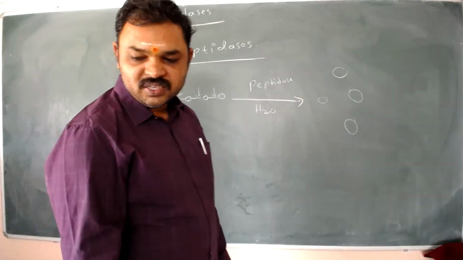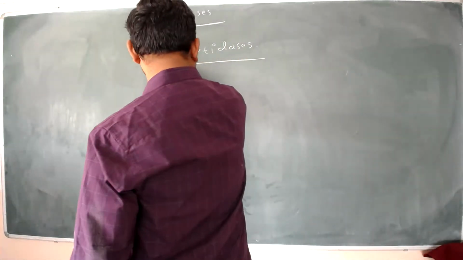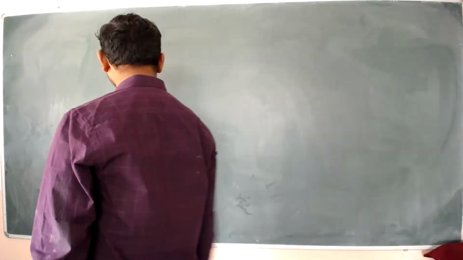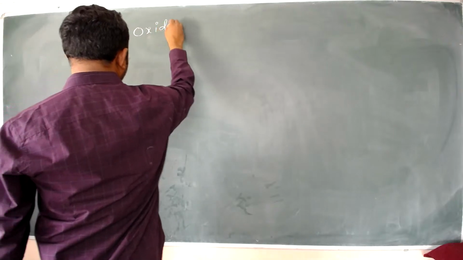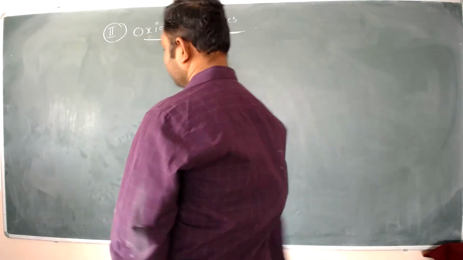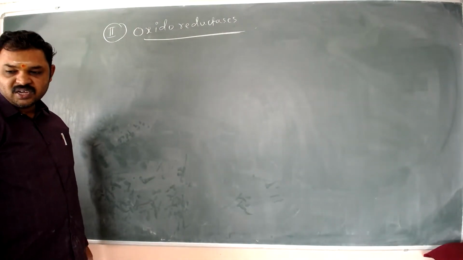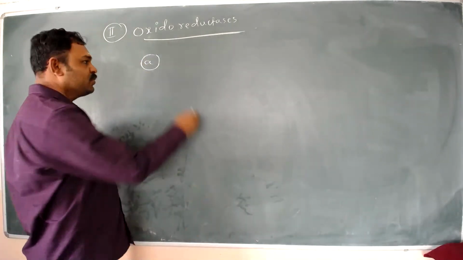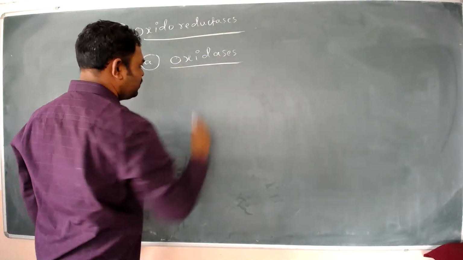Second category, what is the second class? Oxidoreductases. First class here, hydrolases. Second class, oxidoreductases. Oxidoreductases are divided into 2 subclasses. What are those 2 subclasses? Oxidases and reductases.